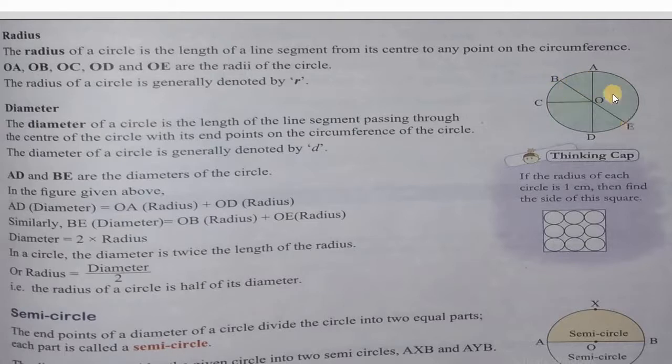Here BOE, this and this are going to be equal halves. Whenever you draw a diameter, it divides the circle into equal halves. See here AOD, it also divides. If we have another one like this, that will also divide. So a diameter divides a circle into 2 equal parts. Each part is called a semicircle.